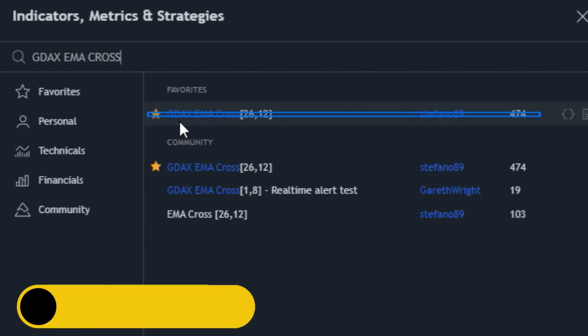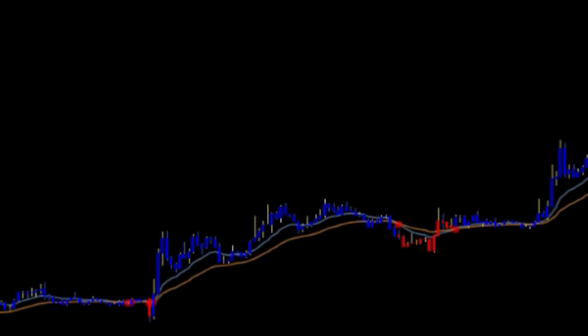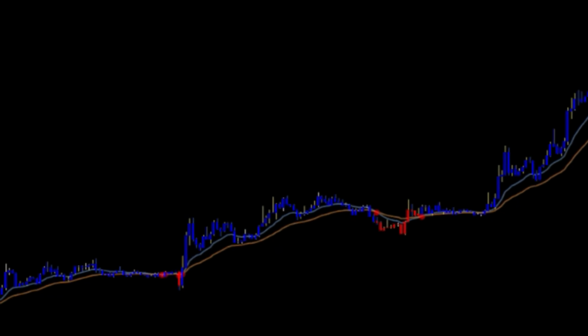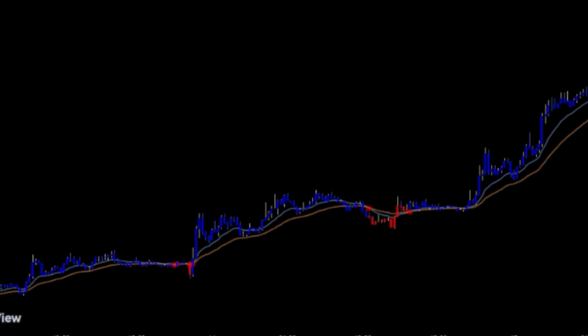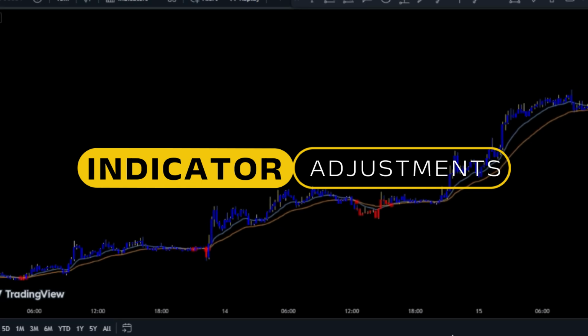Then from the search results, select the indicator to add it to your chart. The GDAX EMA indicator comes with two moving averages, which play a vital role in our strategy. To make these moving averages more visible on the chart, let's adjust their appearance through the indicator settings.